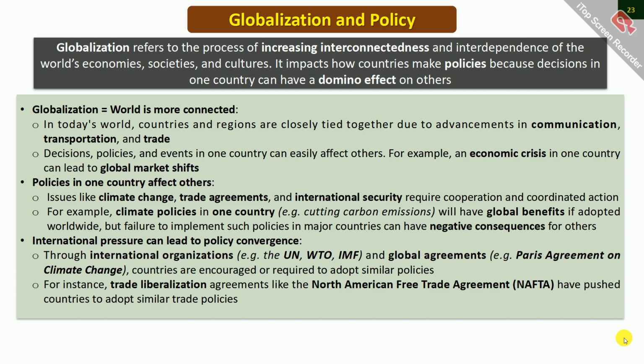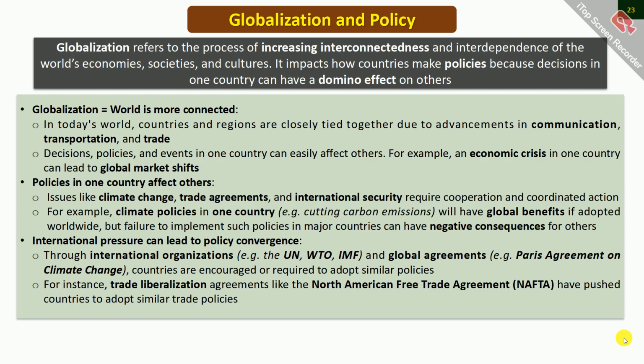In today's world, countries and regions are closely connected with each other due to the advancement of communication, technology, transportation, and trade. Decisions, policies, and events in one country can easily affect others. For example, an economic crisis in one country can lead to global market shifts. Policies in one country affect others. Issues like climate change, trade agreements, and international security require cooperation and coordinated action and system.